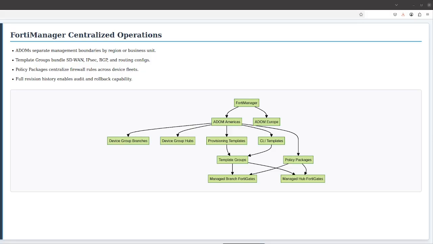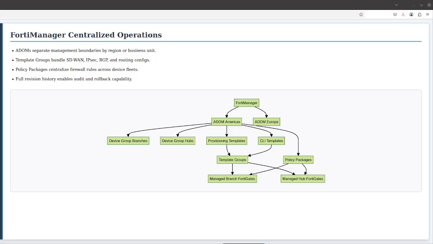Each managed FortiGate has a persistent connection back to FortiManager over a secure channel using the FortiGate FortiManager protocol, typically on TCP port 541. Through this channel, FortiManager pushes configuration, retrieves device state, collects logs, and distributes firmware.